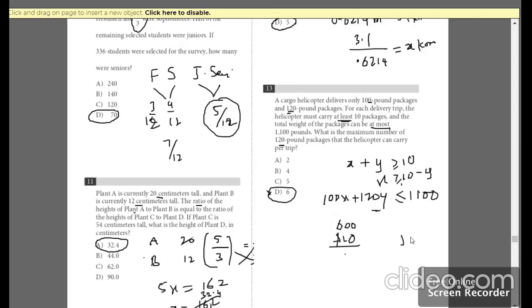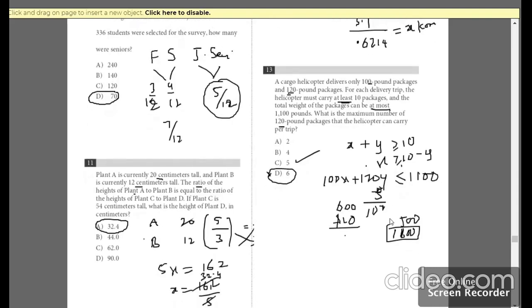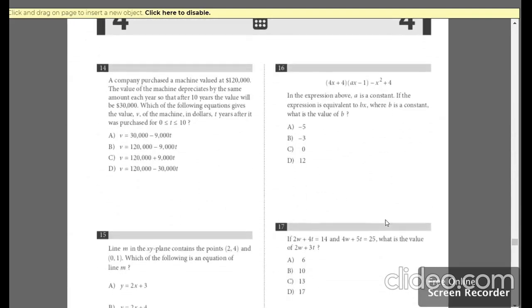100 times 5 is 500, and 120 times 5 will give us 600. 600 plus 500 is exactly 1100. So option C is the best one, because that many packages of 120 pounds will give us the exact solution, that is 1100. Moving on to the next set of questions that we have.